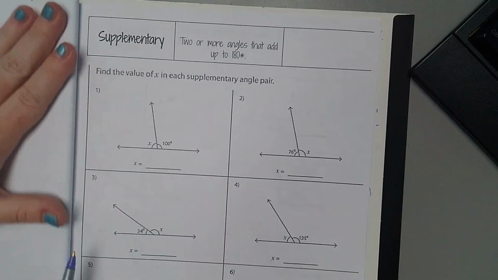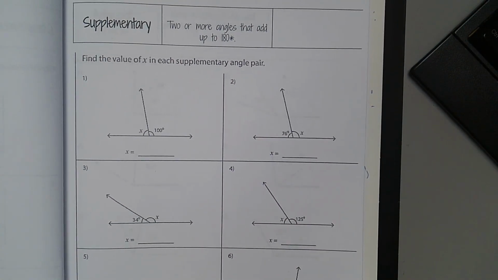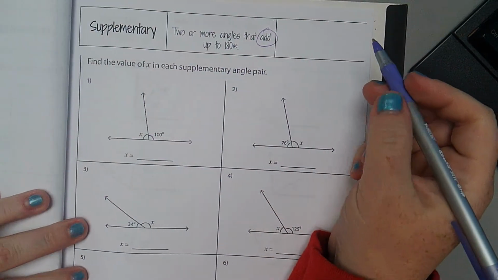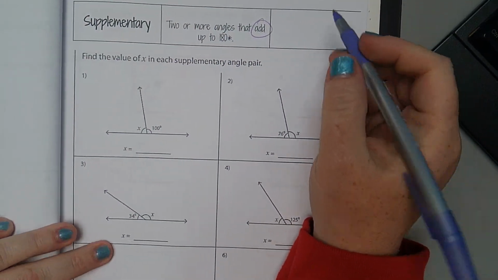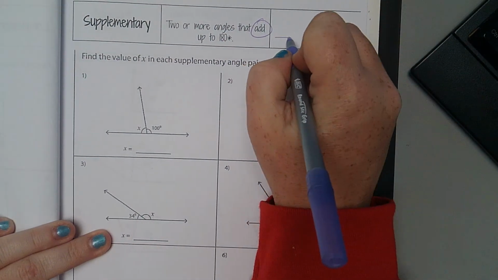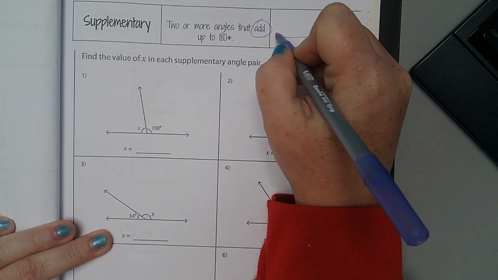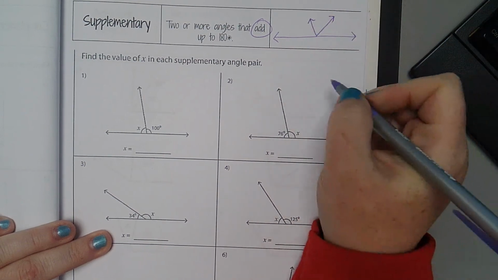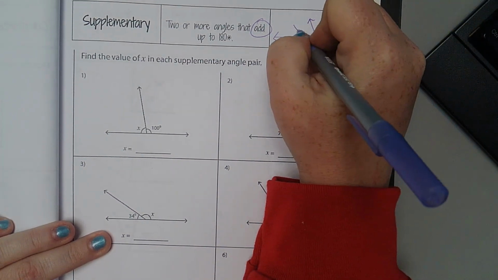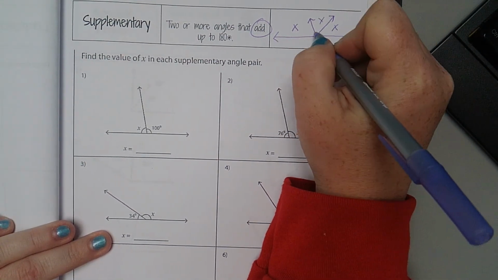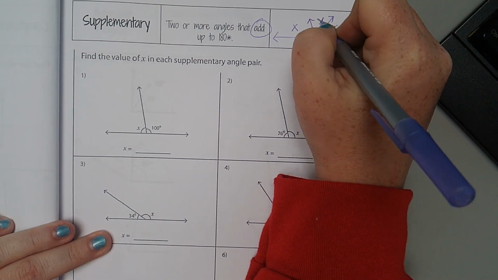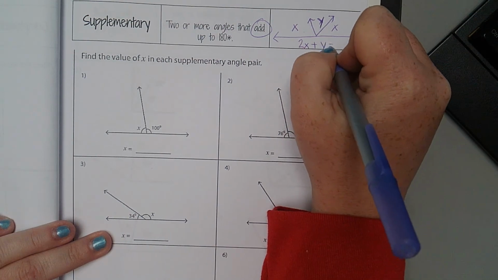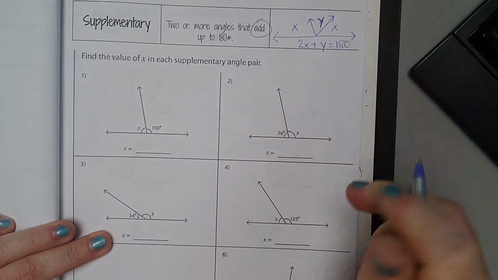Next, we have supplementary, where 2 or more angles add up to 180. Again, there's the adding line. That also means your angles are drawn on a straight line. So you have a straight line, and then you have so many angles coming off of it. So this might be x, y, and x, because these two, this should be a y, look about the same. So you'd have 2x plus y equals 180.